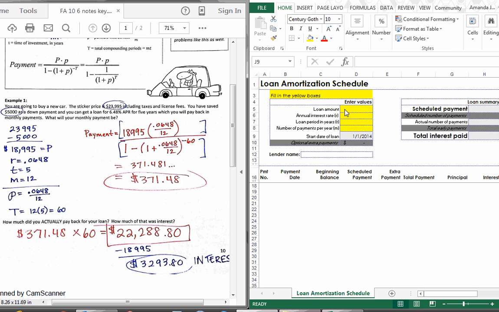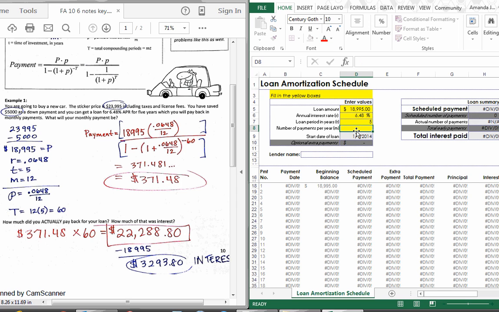All right, so here we go. We have our loan amount, and I'm going to use this payment calculator program in Microsoft Excel to show you that this works exactly the same way. Your loan amount you type in is $18,995. Your annual interest rate is 6.48%. And notice I don't need to change that into a decimal because the computer puts the percent sign after it. It assumes that is already a percentage. We're talking about a 5-year loan with 12.